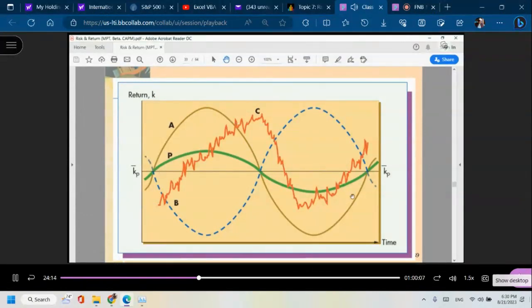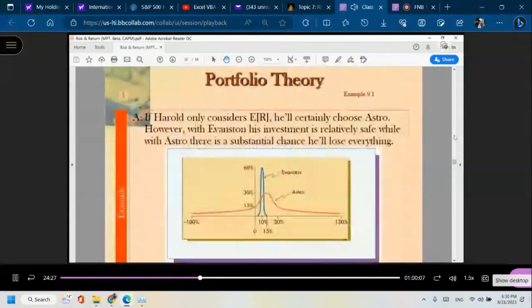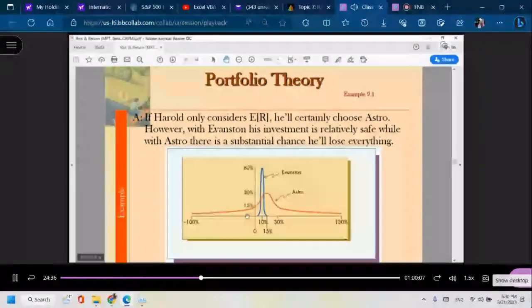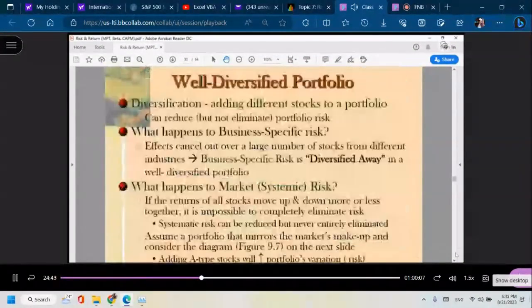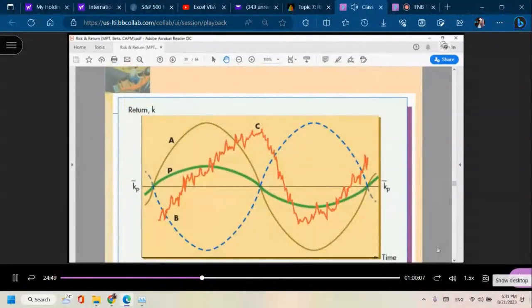And I told you, this is when you put it along the timeline, right? If you ignore the timeline, this will look like the normal distribution curve, remember? It will look like this, right? If you just ignore the timeline and look at the variation in returns. But if you plot it along the timeline over time, it will look like this.